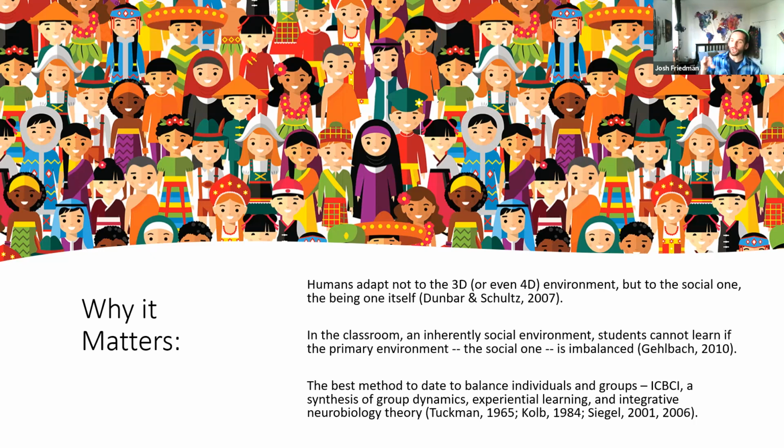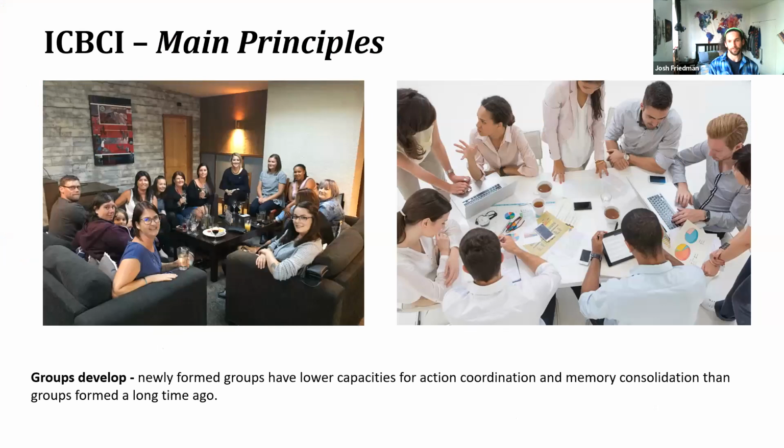In the classroom, an inherently social environment, students can't learn if that primary environment, the social one, is imbalanced. Try to engage in a task when the social environment around you is disruptive or chaotic or wants your attention. It's impossible, right? I would argue that the best method to date to balance individuals and groups in this social environment is a synthesis of group dynamics, experiential learning, and what's called integrative neurobiology theory. And that comes from Dan Siegel, as I mentioned earlier. Again, we'll briefly touch on these. You cannot learn, you cannot engage in that task if the social environment is not supporting it.